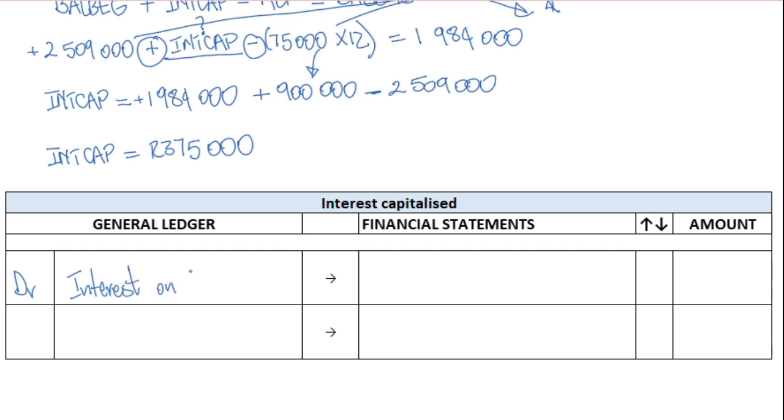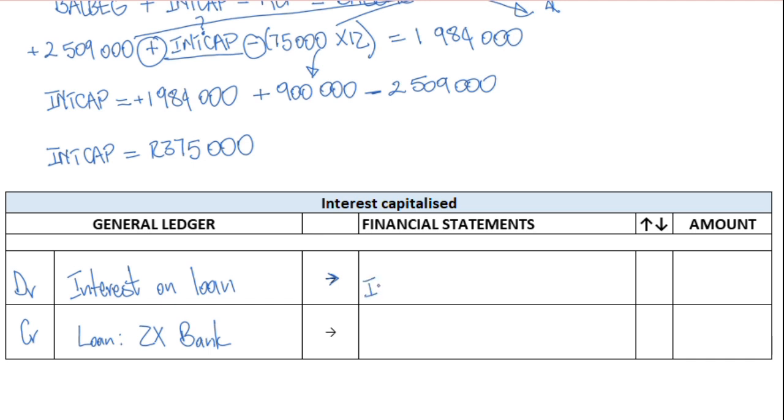Interest is an expense and expenses increase on the debit side, so we debit the interest on loan account. Because the interest is capitalized, it increases the size of the loan. Loans are liabilities and therefore they increase on the credit side, so we are going to credit the loan ZX bank account.